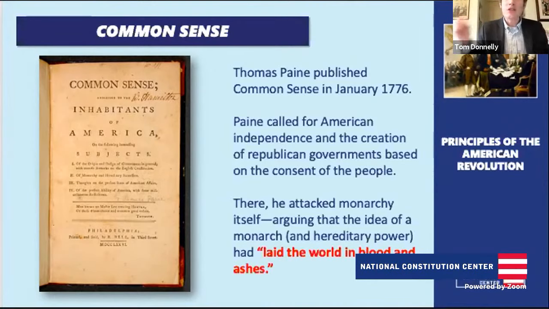And there are real divisions. There are close divisions in many places in America. And it's in this context that Thomas Paine's Common Sense hits the colonies like a thunderbolt. It's published in January 1776.